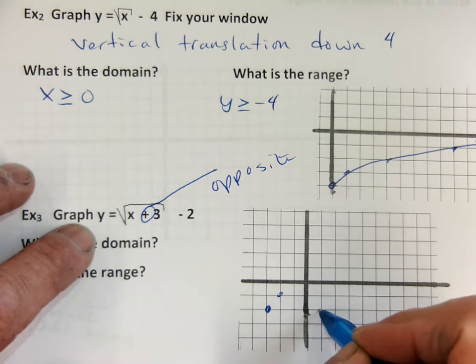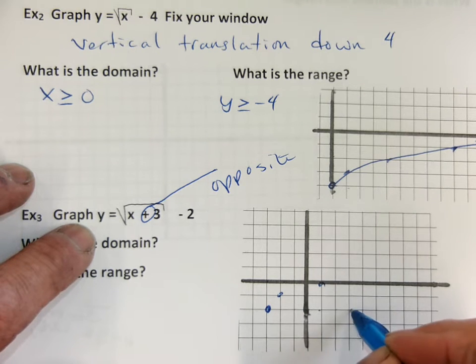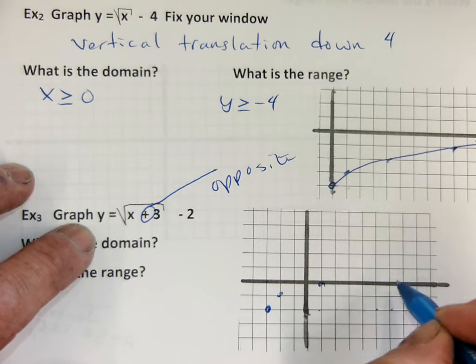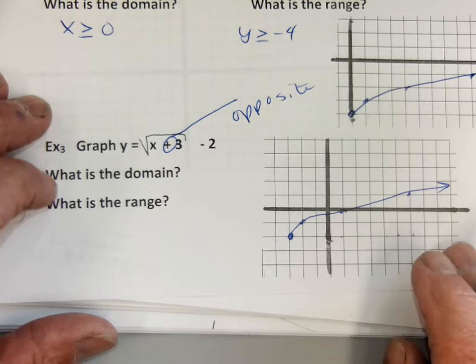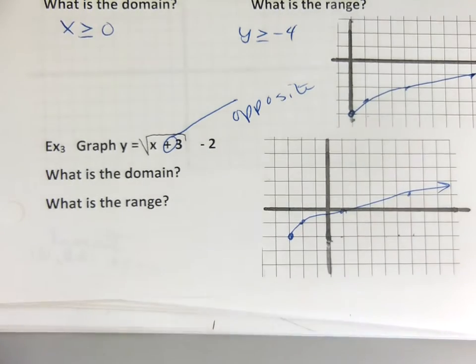1, 2, 3, 4, 5, 6, 7, 8, 9, 3. Oh, that's a little crooked, but that's basically my graph, okay? I didn't draw that very well, did I?